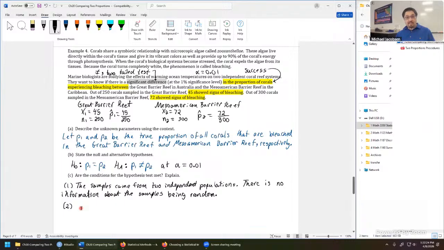For this particular hypothesis test, we want at least 5 successes and failures in both samples. So we go back to our data. Great Barrier Reef.